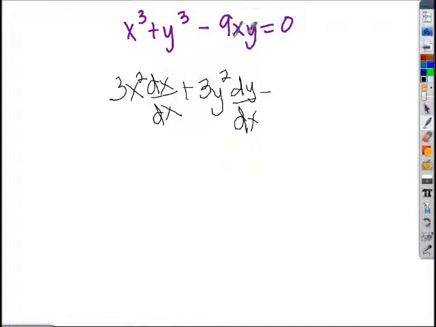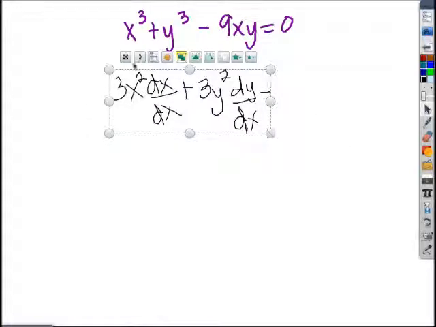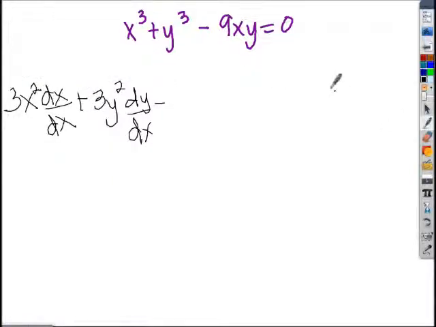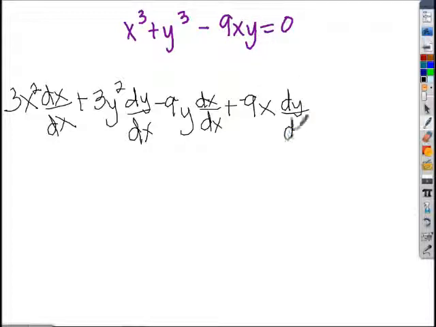And then 9xy is a product, so I need to use the product rule. So the first half is, I'm going to say, negative 9x. Second half is y. So using the product rule, take the derivative of the 9x, and you get 9. And then plus, we're going to take the derivative of y now. Well, derivative of y is 1, so we're just left with dy over dx equals 0, because the derivative of 0 is 0.